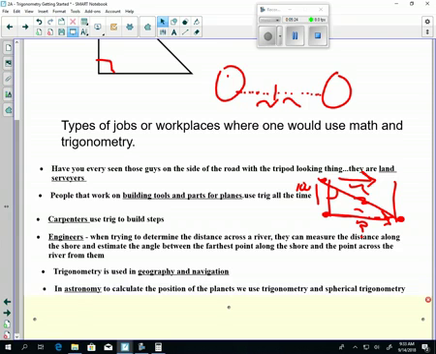It's used in geography and navigation. People on ships, in the old days especially, used to use the stars. They didn't have GPS satellites. They had to use the stars.